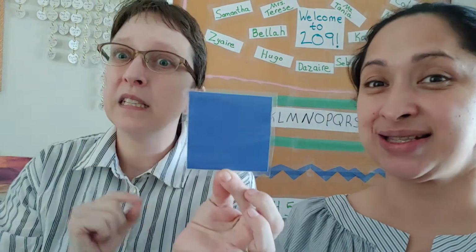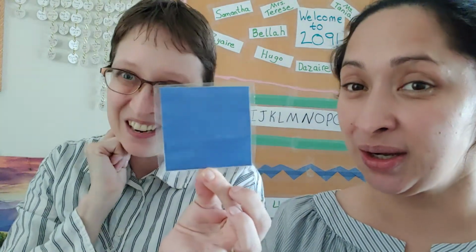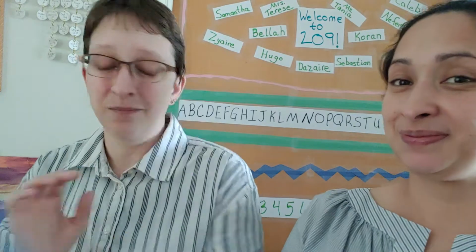One, two, three, four. Equal sides. Equal means the same. A square. A square has four sides. Of all of the shapes we know, a square has four sides. Nice. Okay.